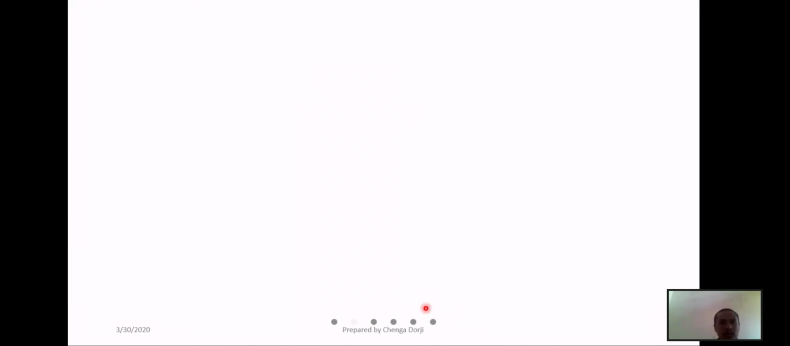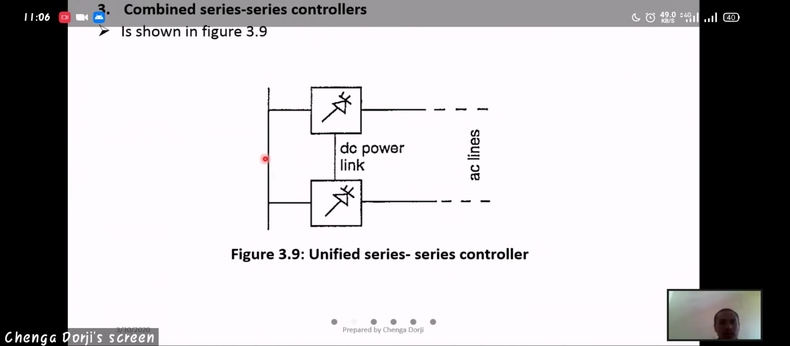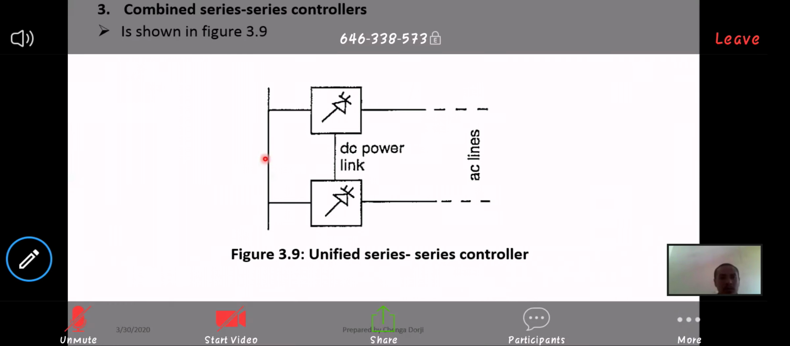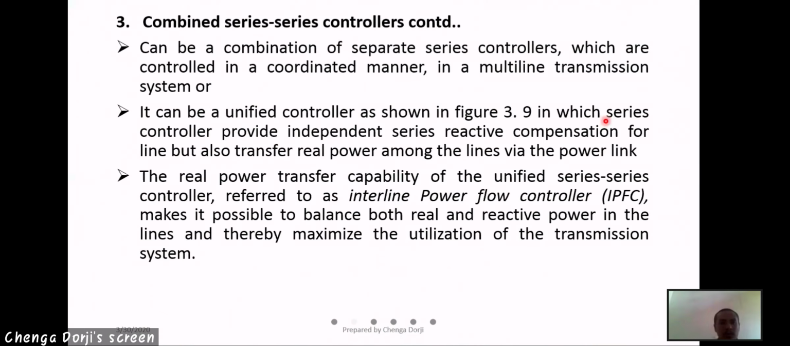So here now the problem you can see is, in this case, the real power transfer capability of UPFC can be both real as well as the reactive power. So by using this you will be able to maximize this. Okay, so this is what you can have.